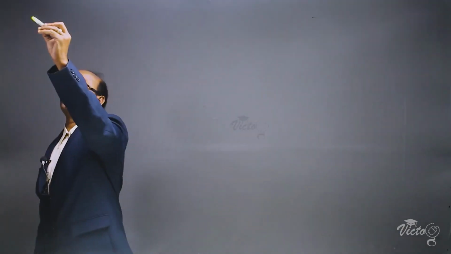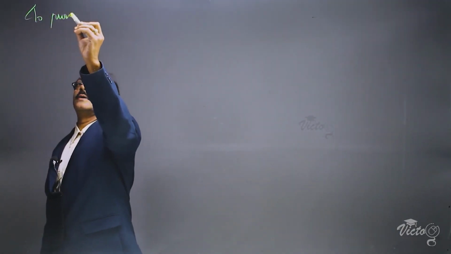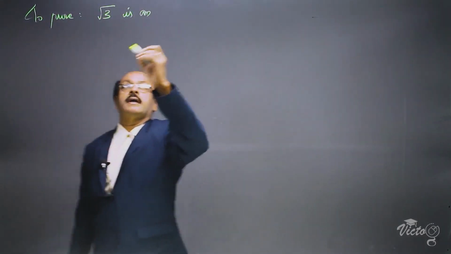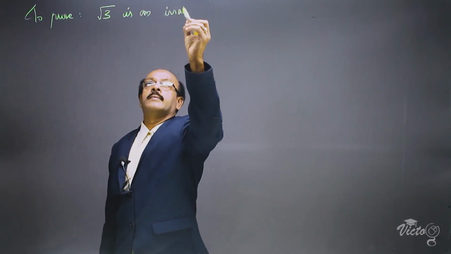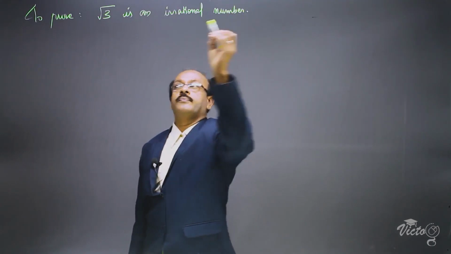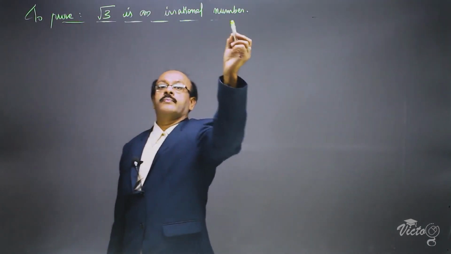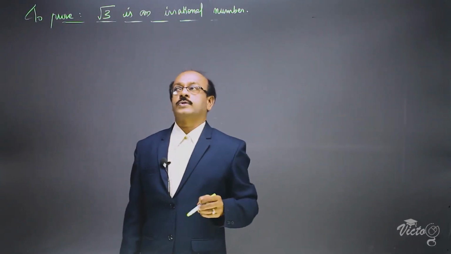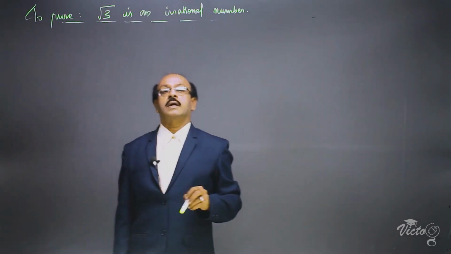Example9.com. Next question is also similar to the previous one, that is to prove that root 3 is an irrational number. By explaining this proof, you will be very familiar with the proof. So, I shall explain the proof of root 3 is an irrational number also.